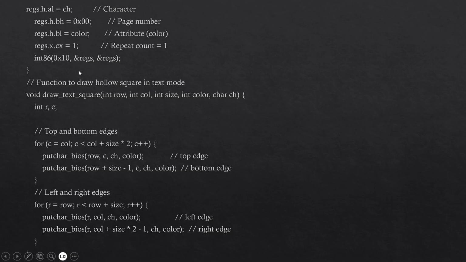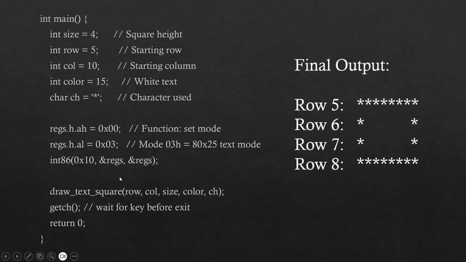Next is the function to draw a hollow square in text mode. We are passing row, column, size, color and character. Here normal variable declarations are done. We are using two for loops. The first for loop is to draw the top and bottom edges, and the next for loop is to draw the left and right edges. We'll first see the main function for this.